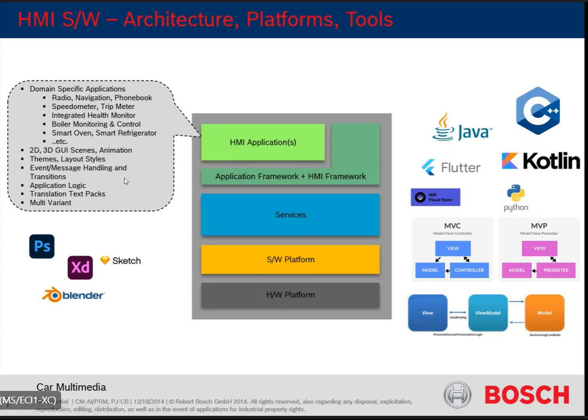And there are application logic and texts. Maybe we can see that application in different languages if we want. Then multivariant: if we create one application, then we can change the variant also, an entirely different appearance. There are so many things in the HMI application. Not only in the car or two-wheeler bikes, we have it in more applications.